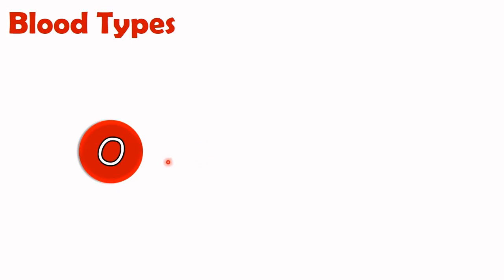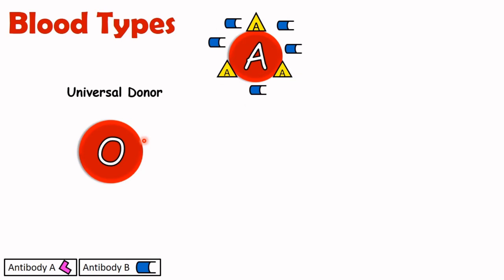Since the type O does not contain any antigens on the surface, this blood type can be considered a universal donor. So if you give this type O blood to a person that has type A blood, meaning that it has the A antigens and it also will have the antibody B, these antibodies will not react because the O blood doesn't have any antigens to react, right?